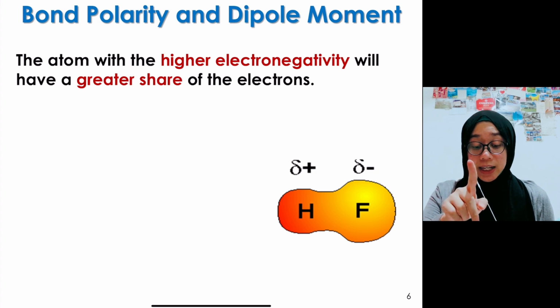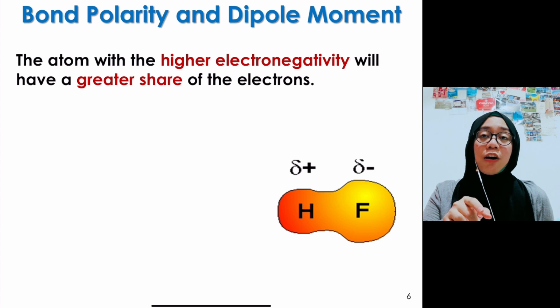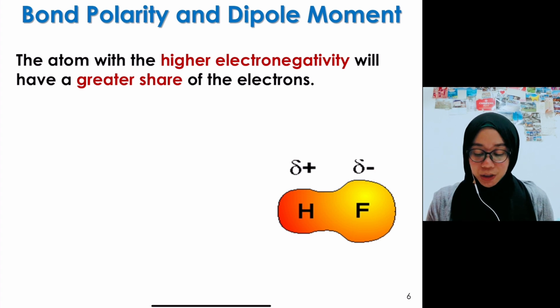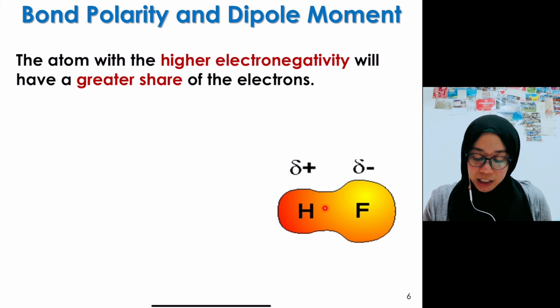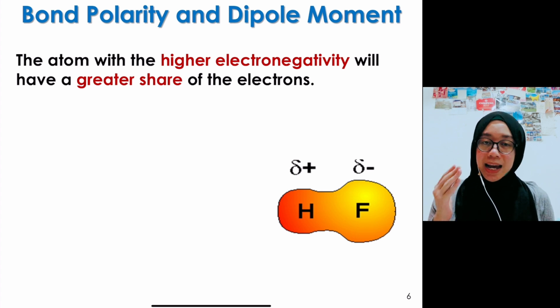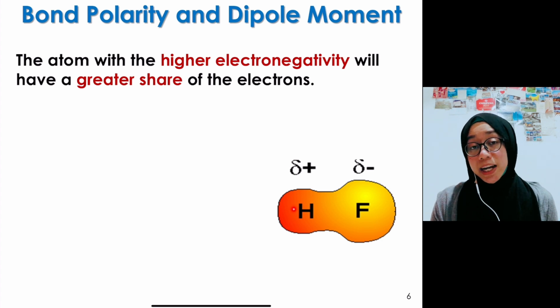Because ingat tak lagi apa electronegativity? Electronegativity is the tendency of an atom to attract electrons toward itself. Maksud fluorine ni, since it has a high electronegativity, dia akan tarik elektron lagi kuat ke arah diri dia. So that is why it has a greater share of electrons dekat bahagian fluorine ni. Okay, so H pula being less electronegative, it has a lower share of electrons keliling dia.